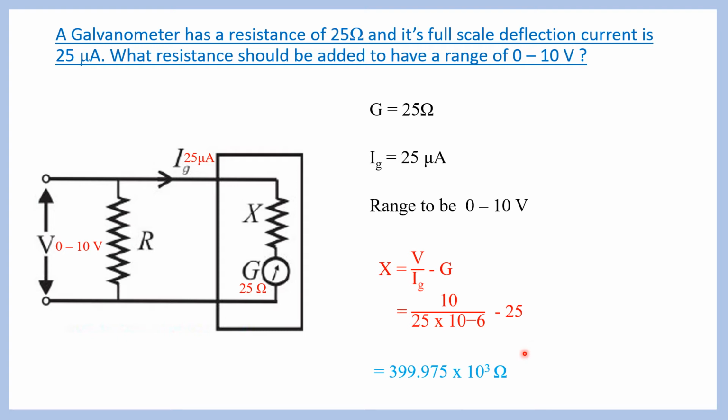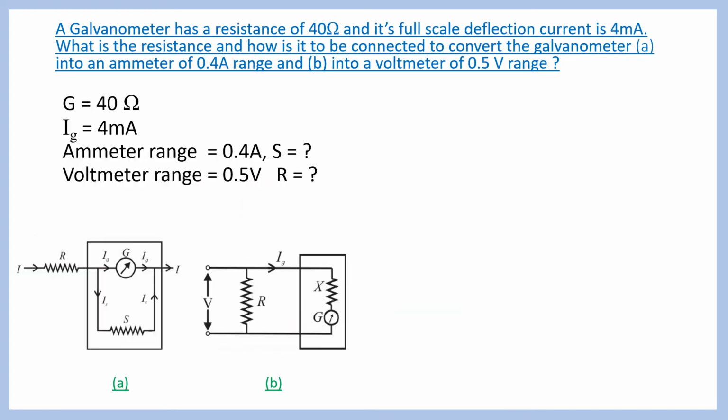So this resistance, when we connect in series with the galvanometer, becomes a voltmeter which measures a voltage up to 10 volt. Now we will shift to the next slide, where we are solving another sum, both finding the current as well as converting the galvanometer into a voltmeter as well as an ammeter.